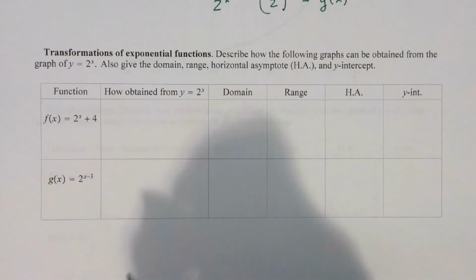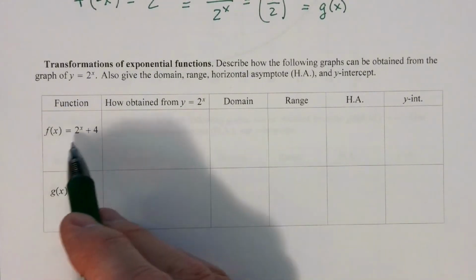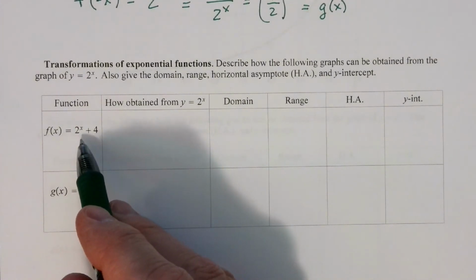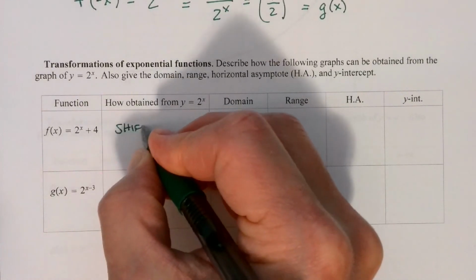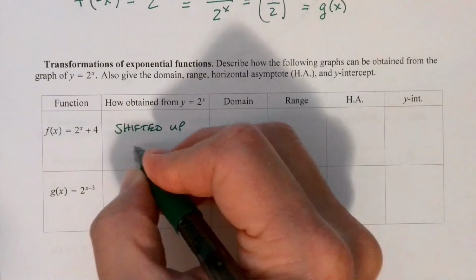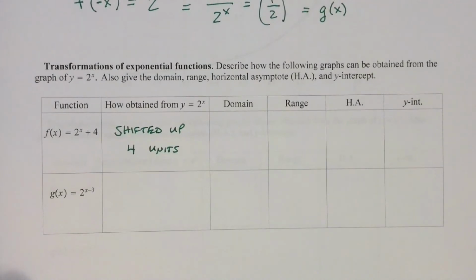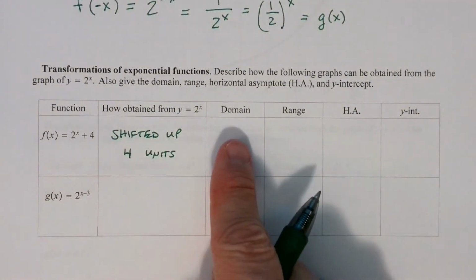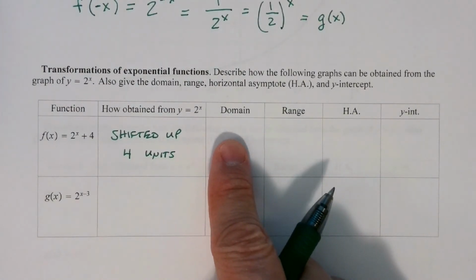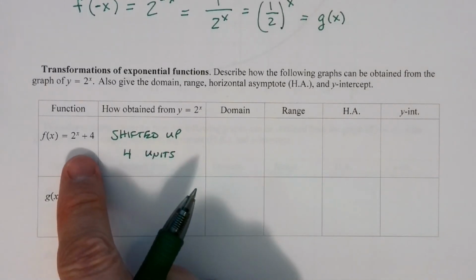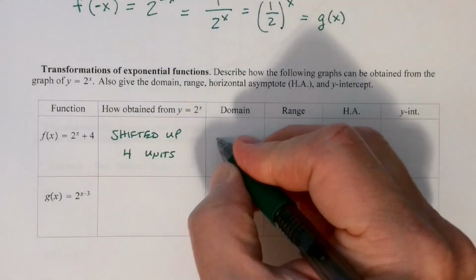Okay. So here's our function. How was this function obtained from y equals 2 to the x? What did we do? Remember what this is? We shifted up what? 4 units. Up 4 units. Okay. So remember the facts about exponential functions. The domain was all real numbers. Okay, I can plug any value of x in. If I simply shift the output of the function up 4 units, is that going to affect the domain? No. The domain is still the same.